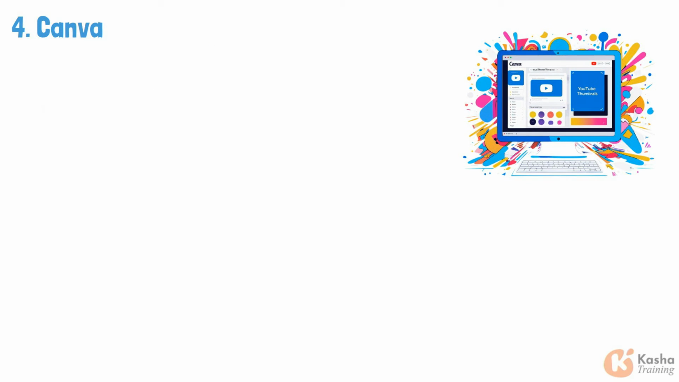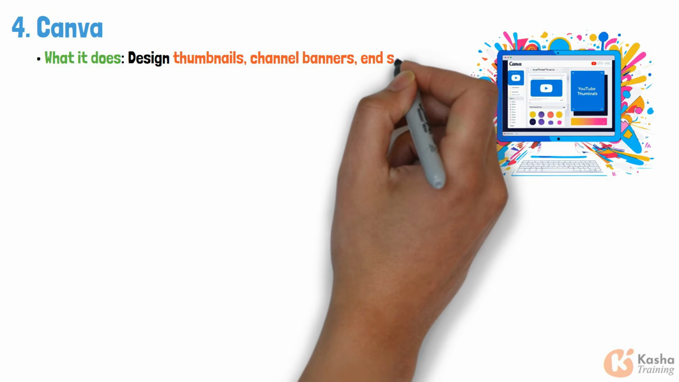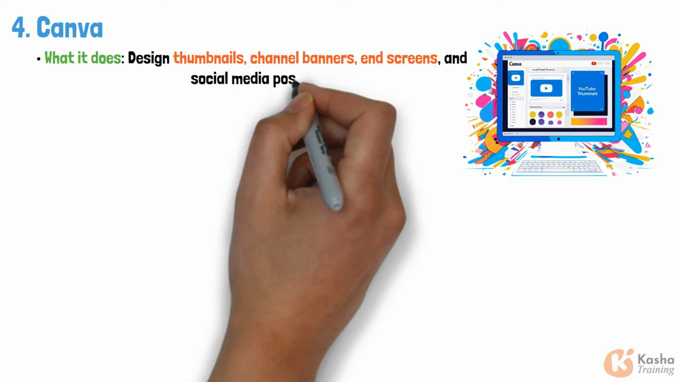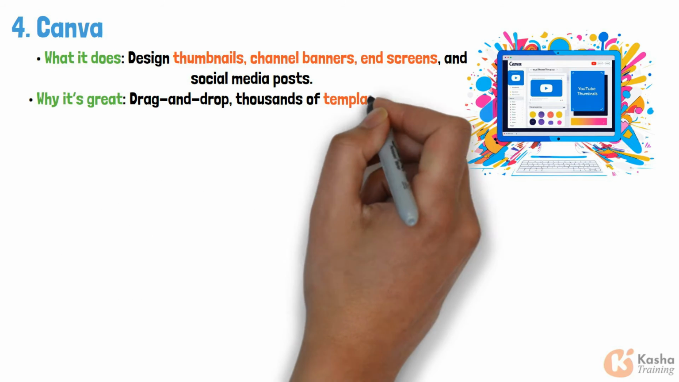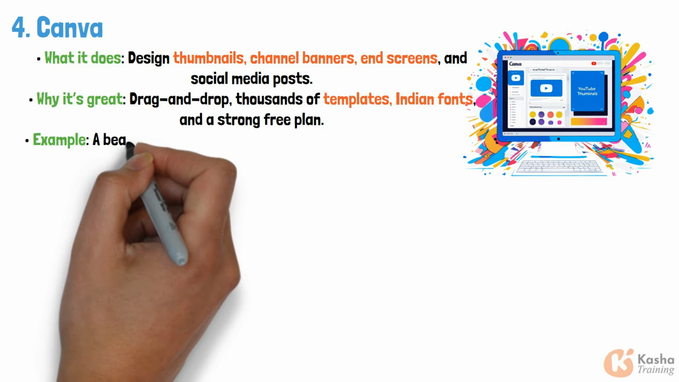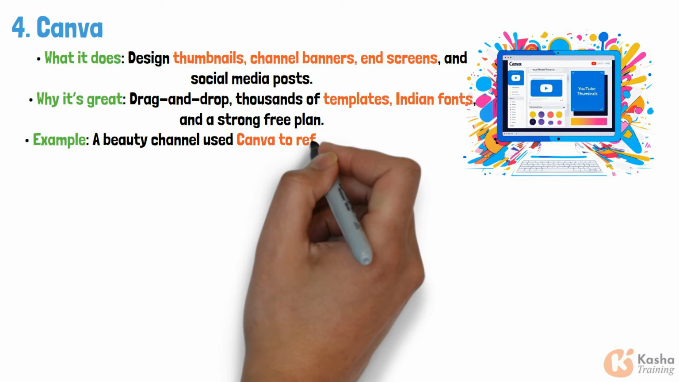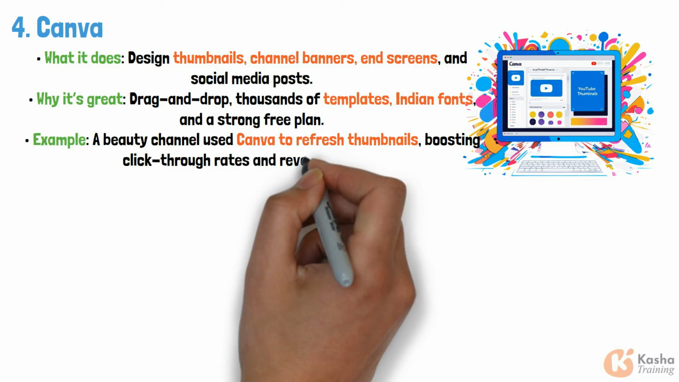4. Canva. What it does: design thumbnails, channel banners, end screens, and social media posts. Why it's great: drag and drop, thousands of templates, Indian fonts, and a strong free plan. Example: a beauty channel used Canva to refresh thumbnails, boosting click-through rates and revenue by 30%.